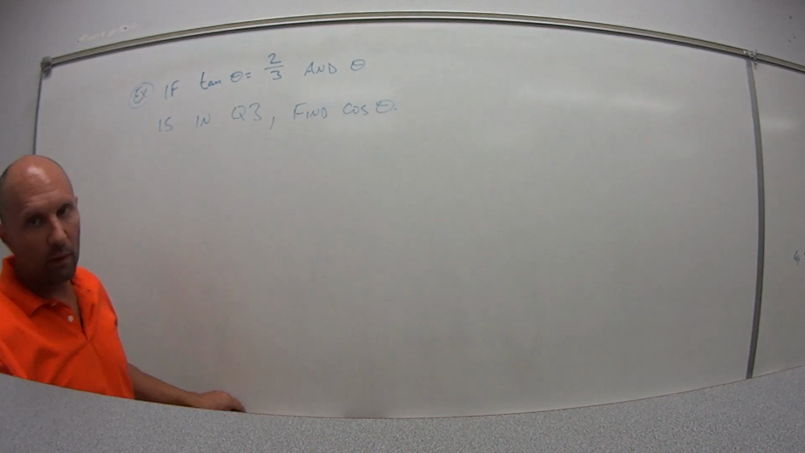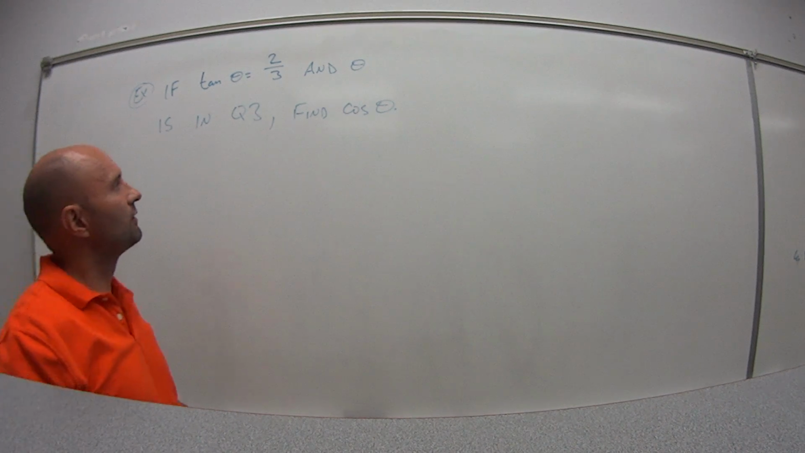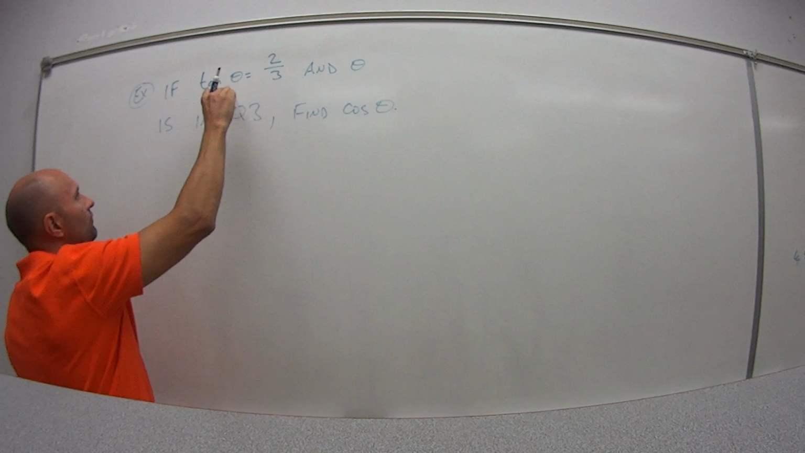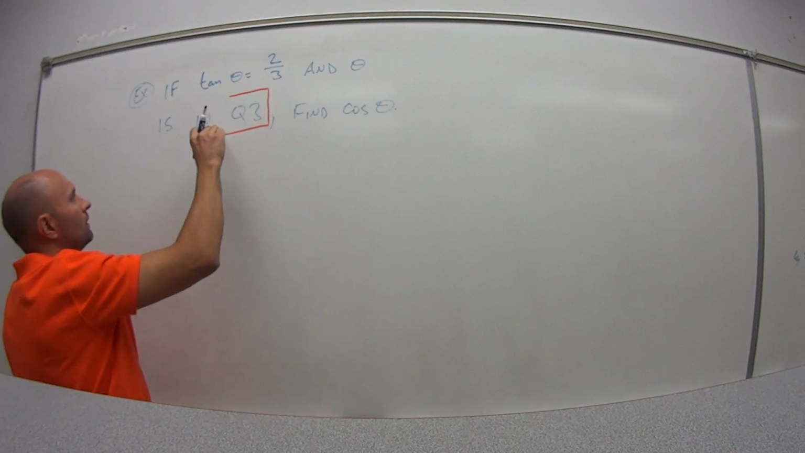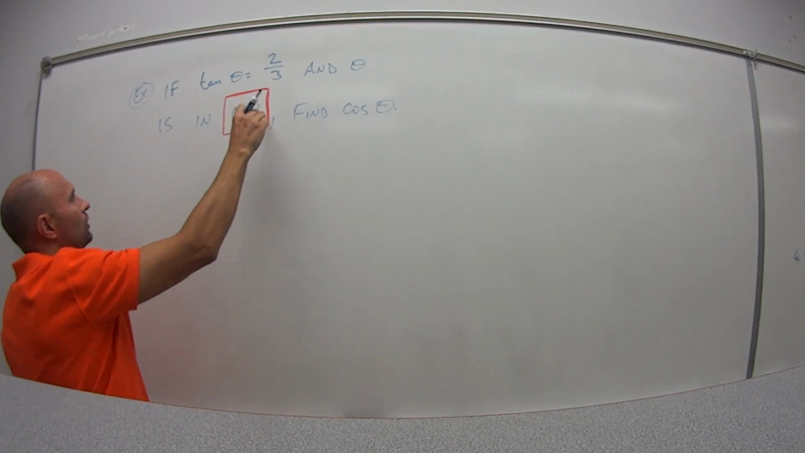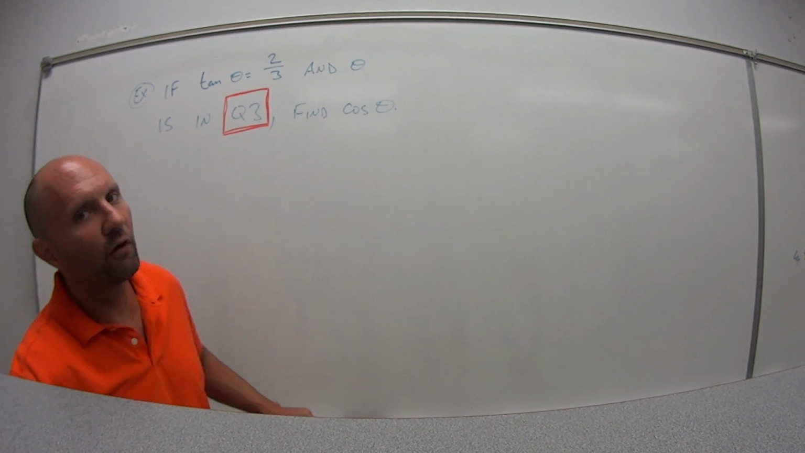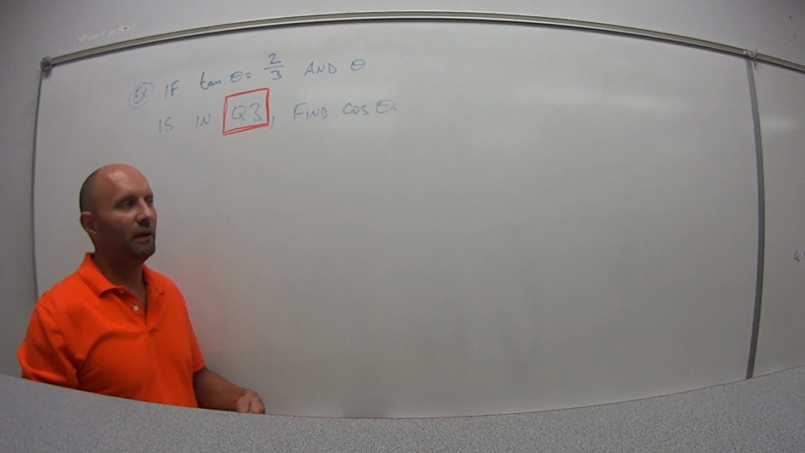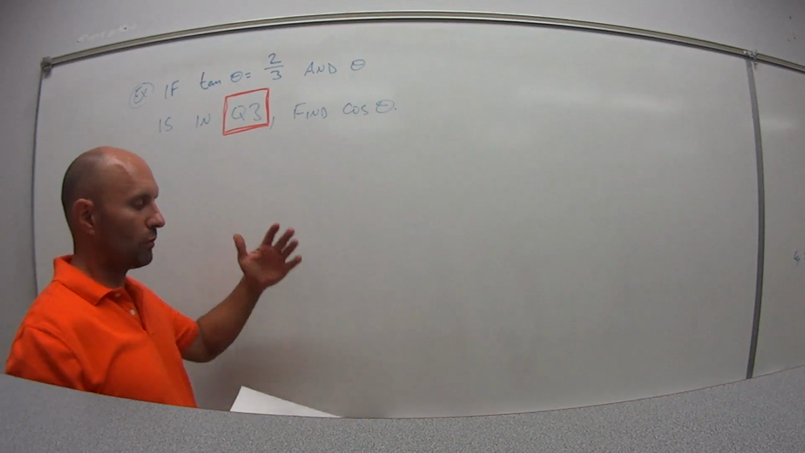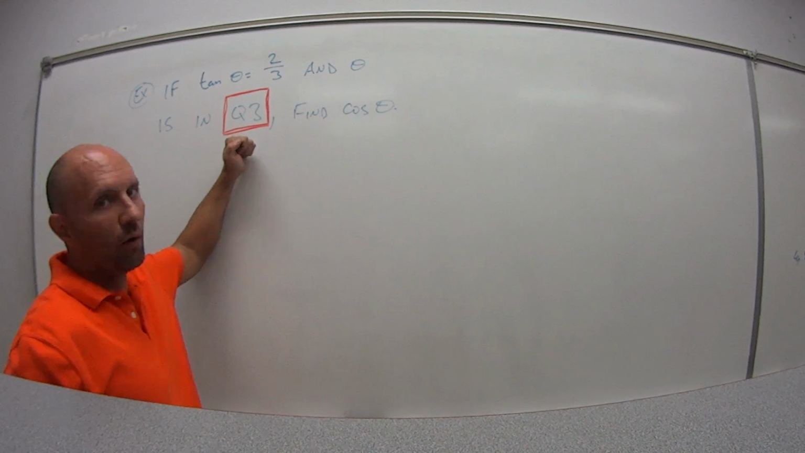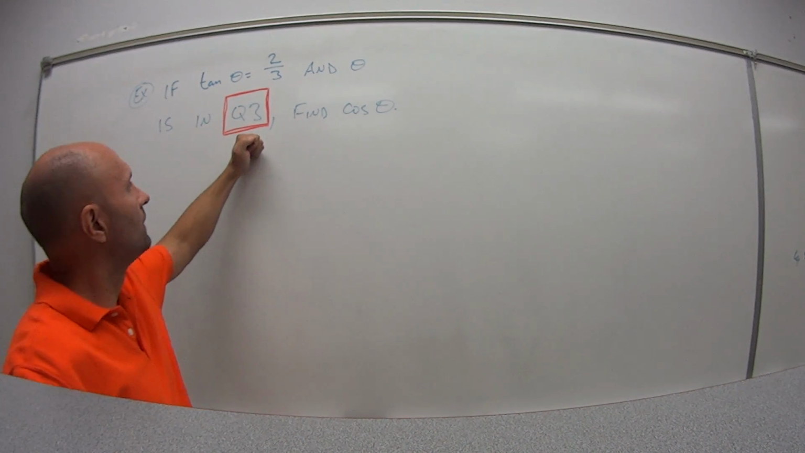So if you remember, back in chapter 5, we had some problems like this, and I told you whenever we are specified which quadrant we are in a problem, that is of utmost importance. It means when we start sketching things, or when we have a terminal side or something like that, we have to take into account what quadrant we're in.